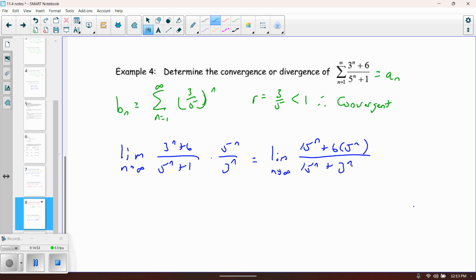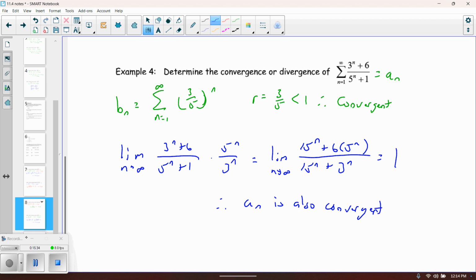All right, it still looks messy, but what you should notice is that your dominant terms are going to be the 15 to the n on the top and the bottom. And ultimately, the leading coefficient of each one of those would be 1. So what you're going to get is a limit of 1. If you really want to do this the right way, you would actually divide the top and the bottom both by 15 to the n power. Simplify everything, it still works out to be 1. So that means A sub n is also convergent.